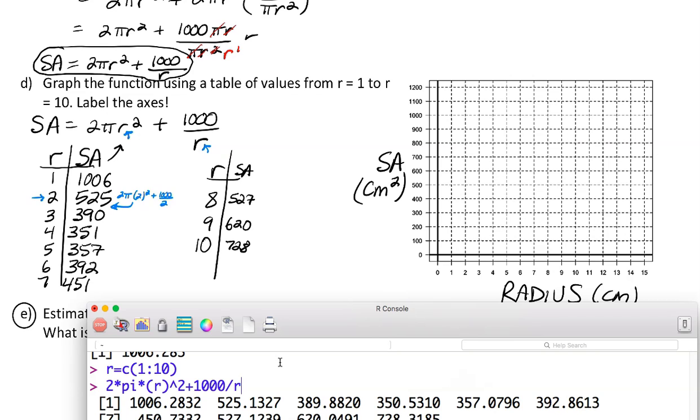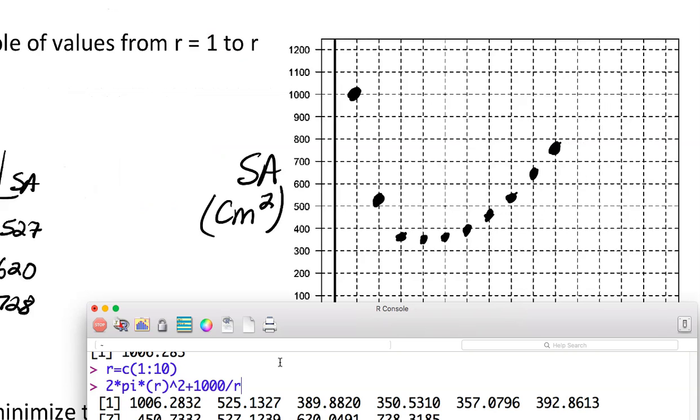So plotting these points, we have 1, 1,000, basically. 1, 1,000 is right about here. We have 2, 500 and some, which might be right about here. 3, 390, which is right about here. 4, 350, 5, 350-ish again. 6, about 400-ish. 7 is 450. 8 is 520, 7 some. 9 is 620. And then 10 is 700 and some. So it looks like our function looks something like this.